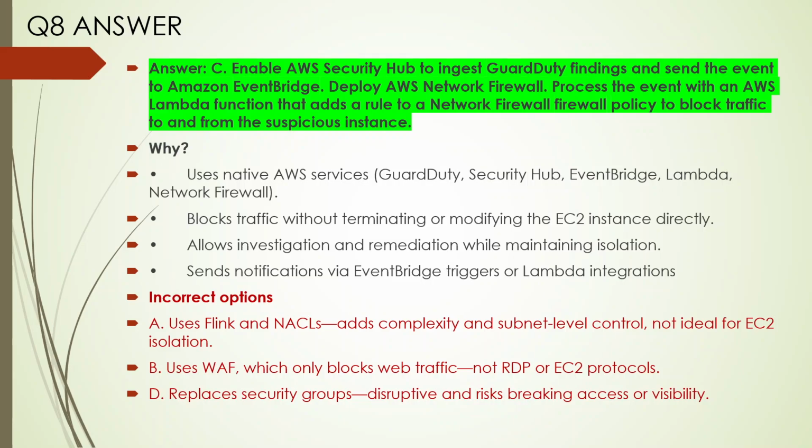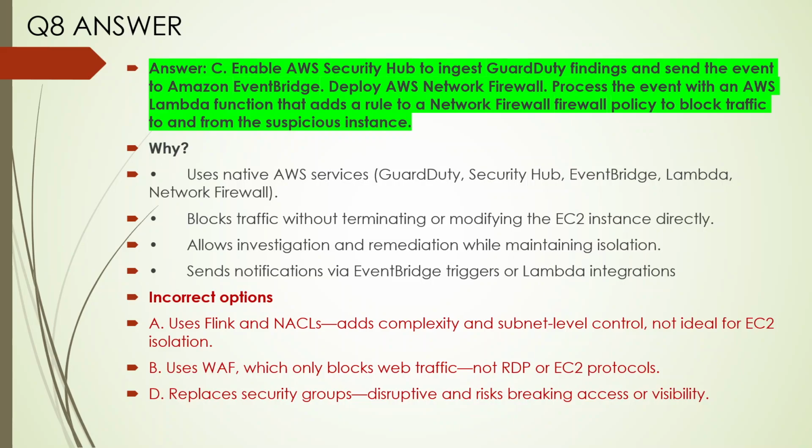Why? These are AWS native services: GuardDuty, Security Hub, EventBridge, Lambda, and Network Firewall. It blocks traffic without terminating or modifying the EC2 instance directly. It allows investigation and remediation while maintaining isolation. It sends the notification to EventBridge and triggers the Lambda integration.